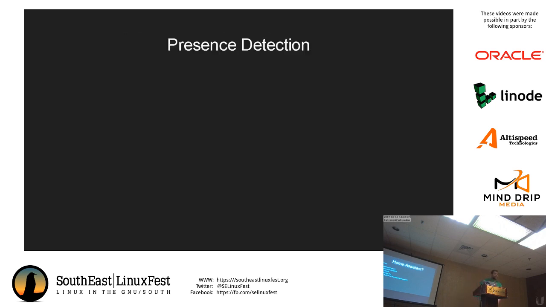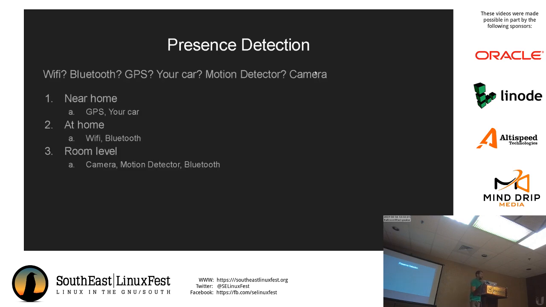So one of the big things once you start going down the road of actually doing home automation is you've got to detect when you're home, because you want certain things to happen when you're home versus when you're not home. And there are a couple of different ways, depending on what type of area you want. Do you want when you're near home, when you're at home, or at the room level, or even down to the part of the room level?